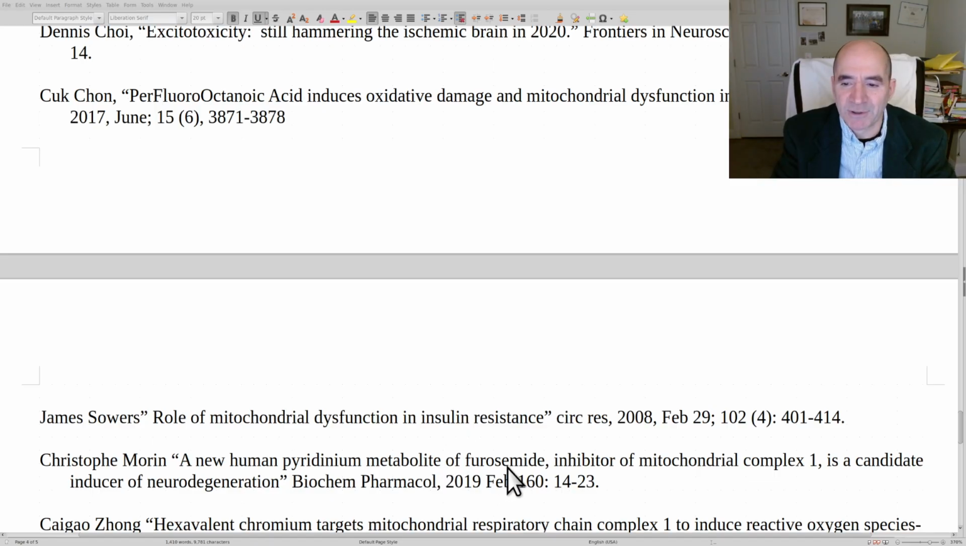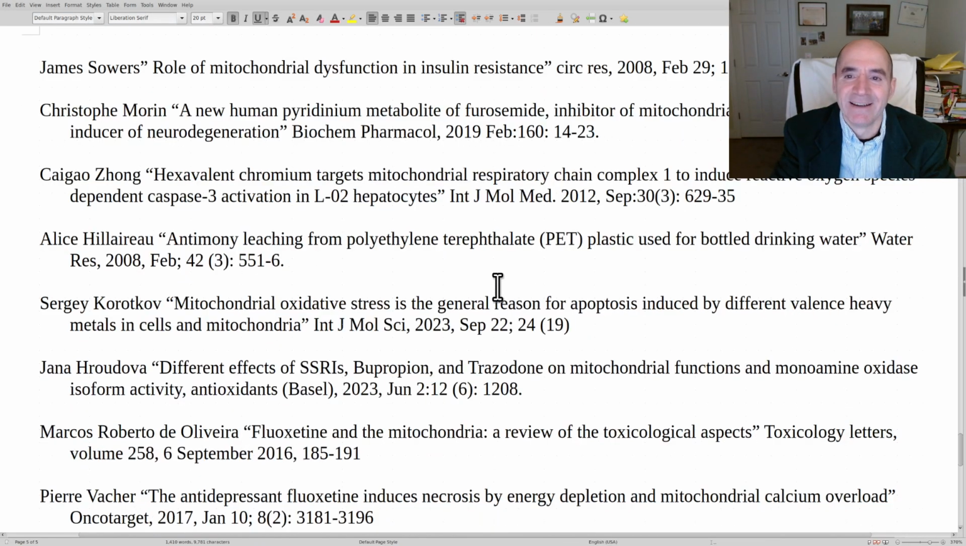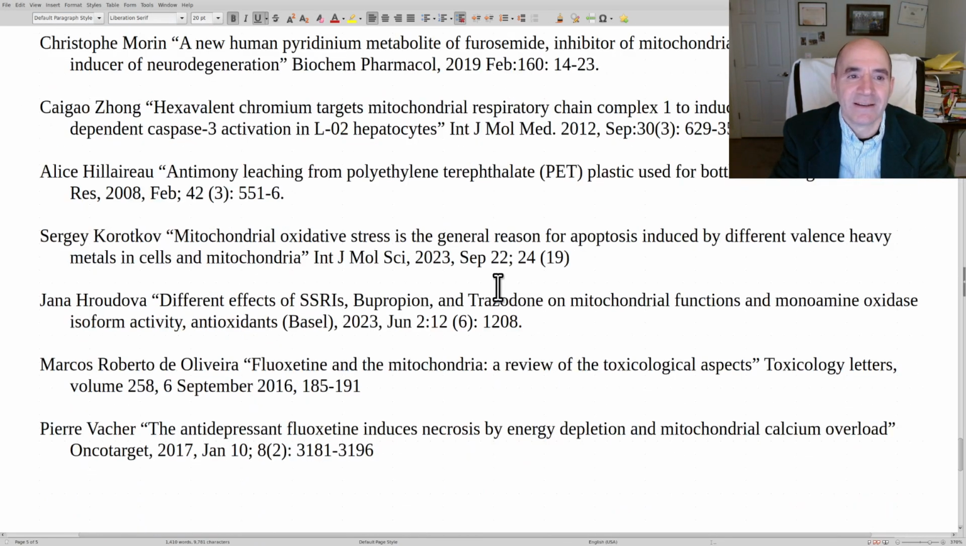Here's one about furosemide, Lasix, the water pill, causing mitochondrial damage and neurodegeneration. Great. Here's one paper showing chromium hexavalent, with the 6+. It's a transition metal, has a variable valence, that also is toxic to mitochondria. Antimony leaching from polyethylene terephthalate water bottles. Great. Mitochondrial oxidative stress was the reason for apoptosis by a whole bunch of different heavy metals.